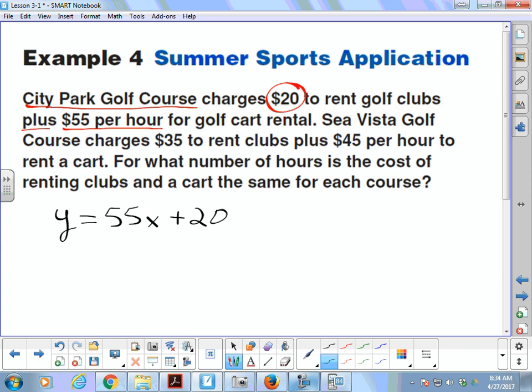Now, if you want to use different letters, if you want to use H for hours, you can do that too. And when we get done, we're going to have to explain what our answer means. Then we've got Sea Vista, which charges $35 to rent the clubs and $45 per hour to rent the carts. So y equals 45 is the number that's changing, so 45x plus 35. And they want to know for what number of hours is the cost of renting the clubs and a cart the same for each course. So they want us to find out where these two lines intersect.